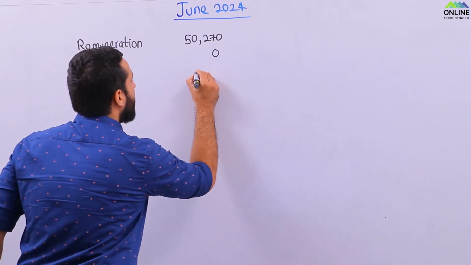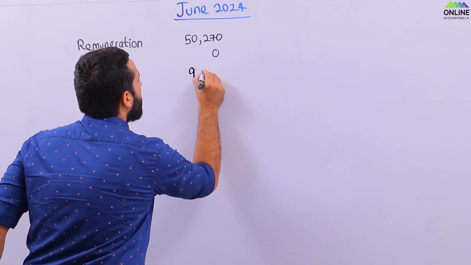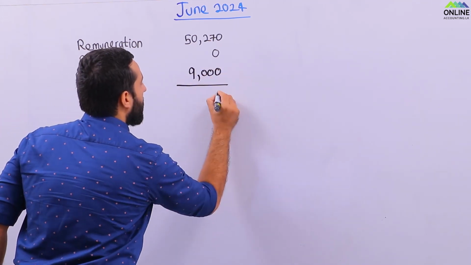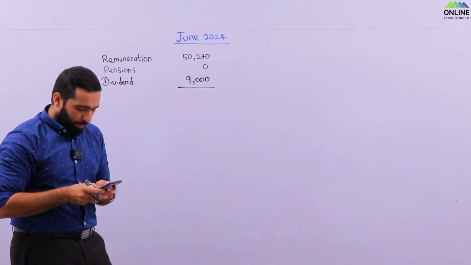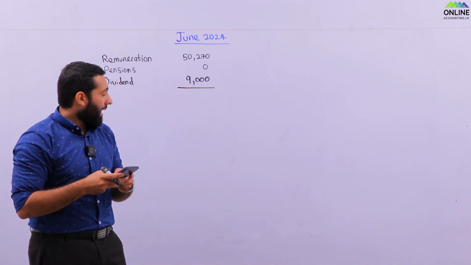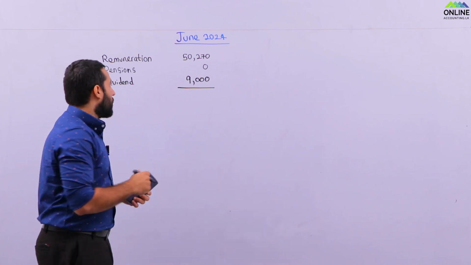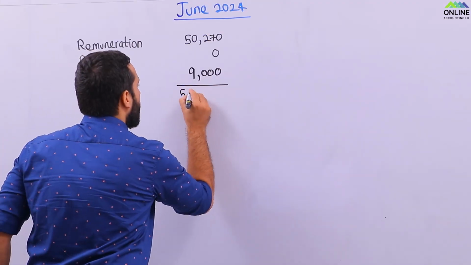So dividends, it is 9,000. So finally, if you move on, it will give you 50,270 plus 9,000 will give you 59,270. Okay.